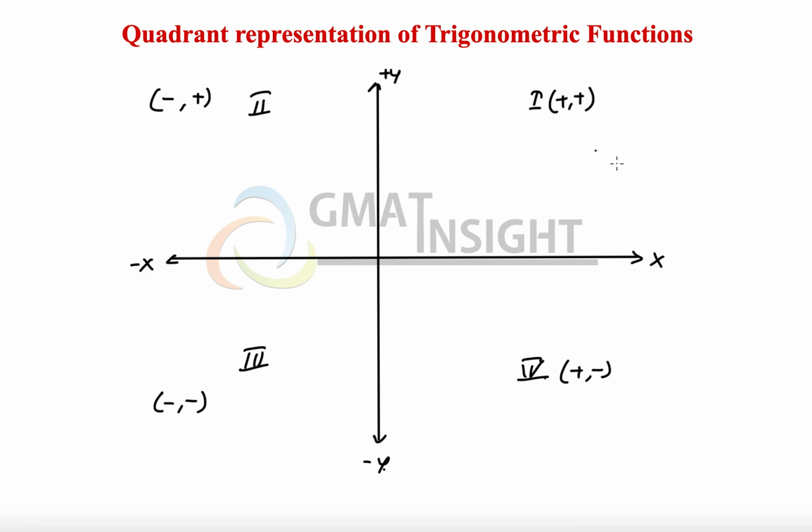Now, let me quickly share with you that in my childhood I was taught this trigonometry, and I was simply made to remember that here we have all positive, here we have sine and cosec positive, here we have tan and cot positive, and here we have cos and sec positive. So what do I mean by all positive?